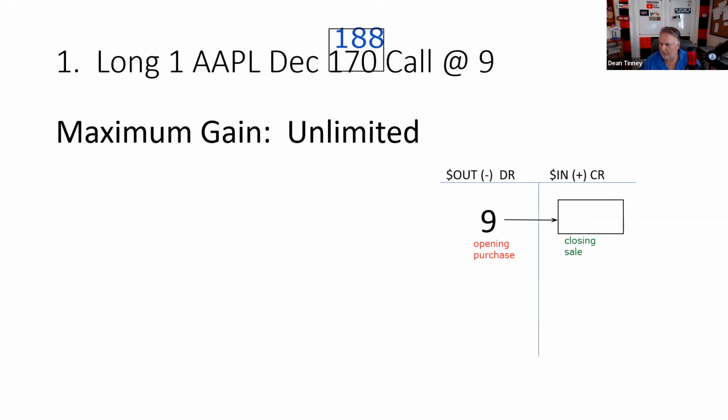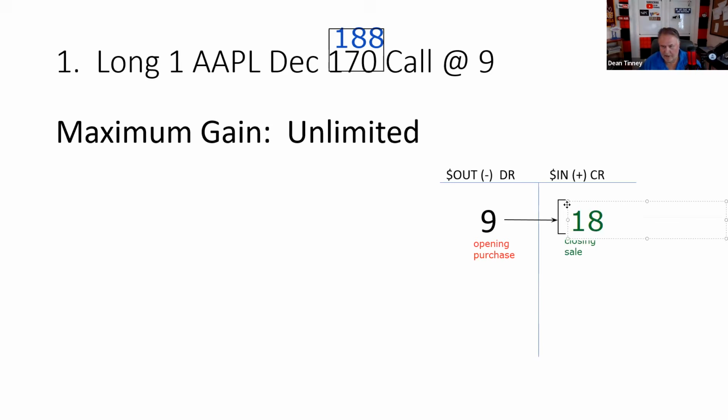Nobody wants to venture a guess about what's going in there? What is the intrinsic value? Remember, call up. The market price is 188. It's definitely up from 170. Yeah. Now, be careful. That's not the answer. 18 is not the answer.